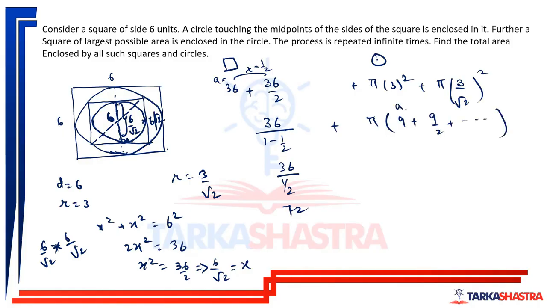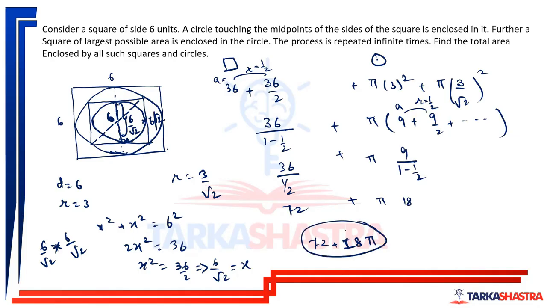So your first term is a, common ratio is 1 by 2. So this is pi into a upon 1 minus 1 by 2, which is pi into 18. So that is 18 pi. So your answer is 72 plus 18 pi. Okay, this is how you need to do it.